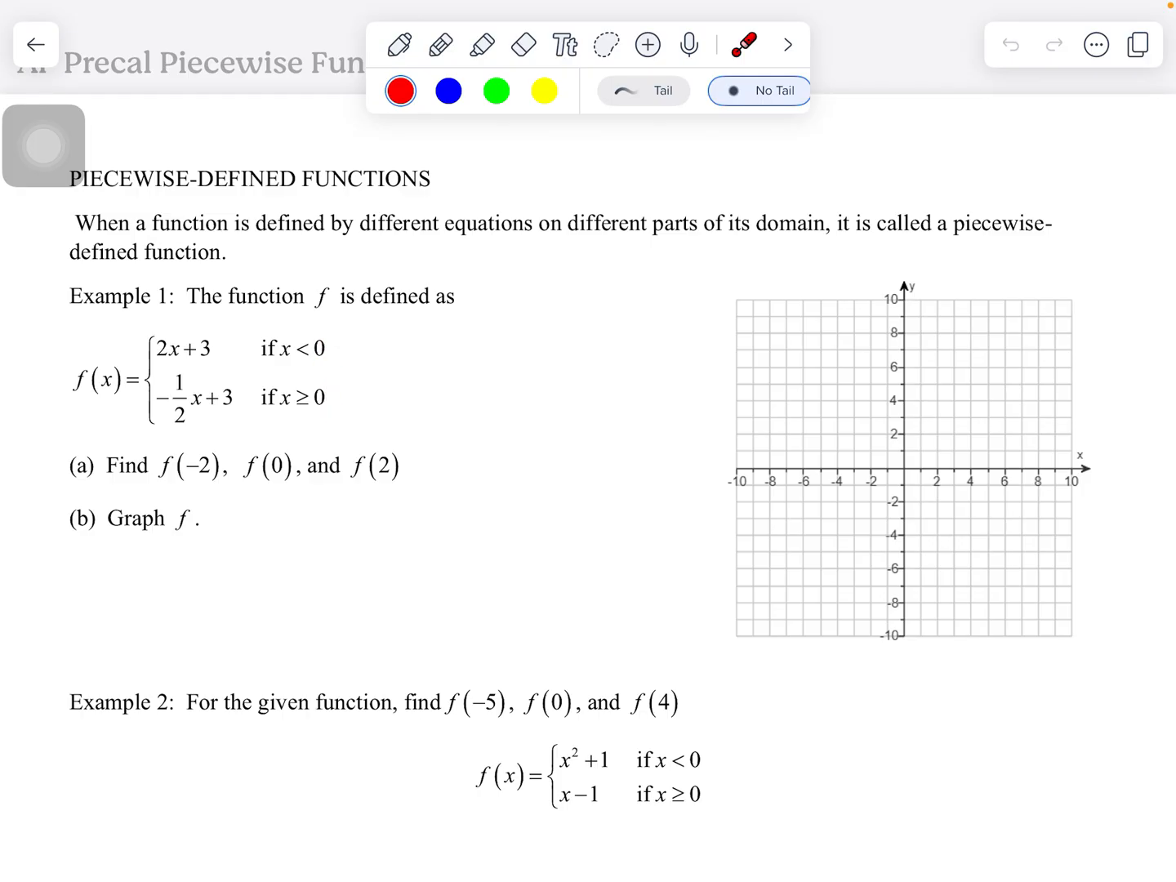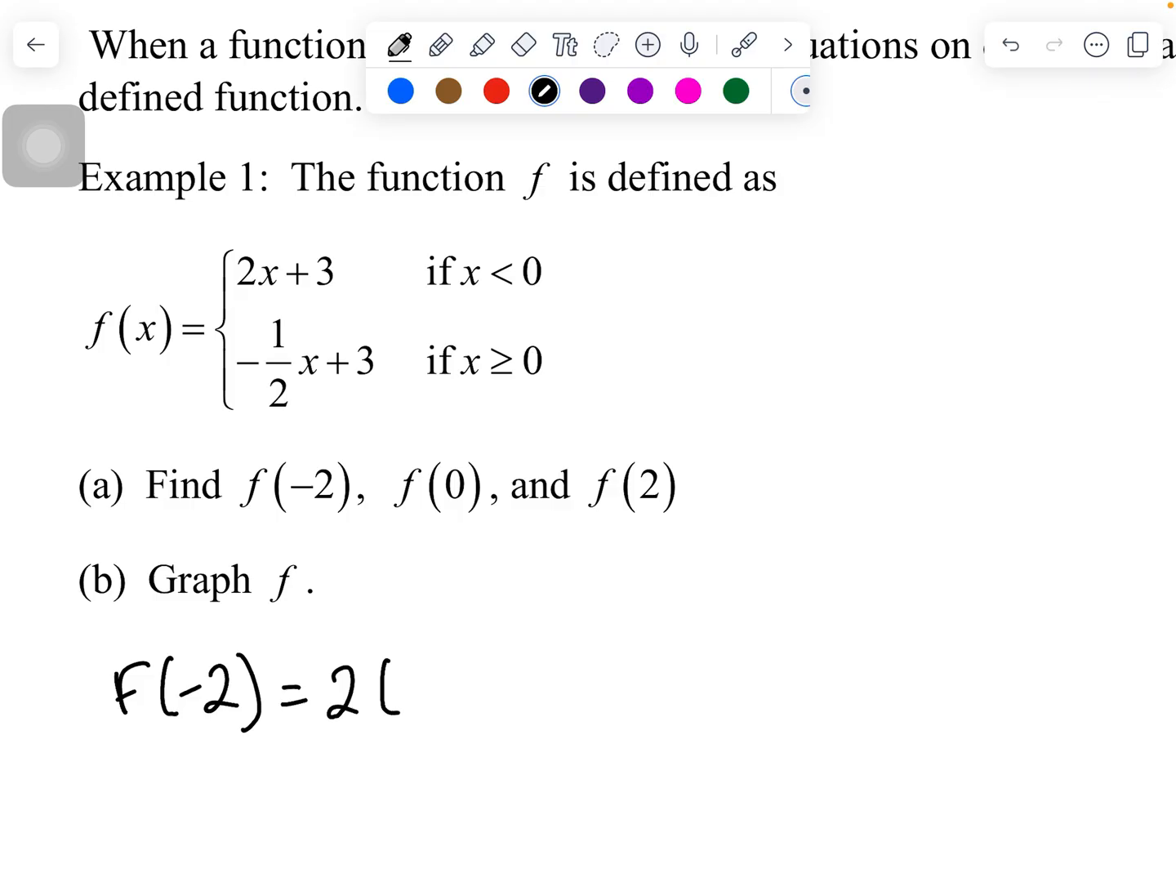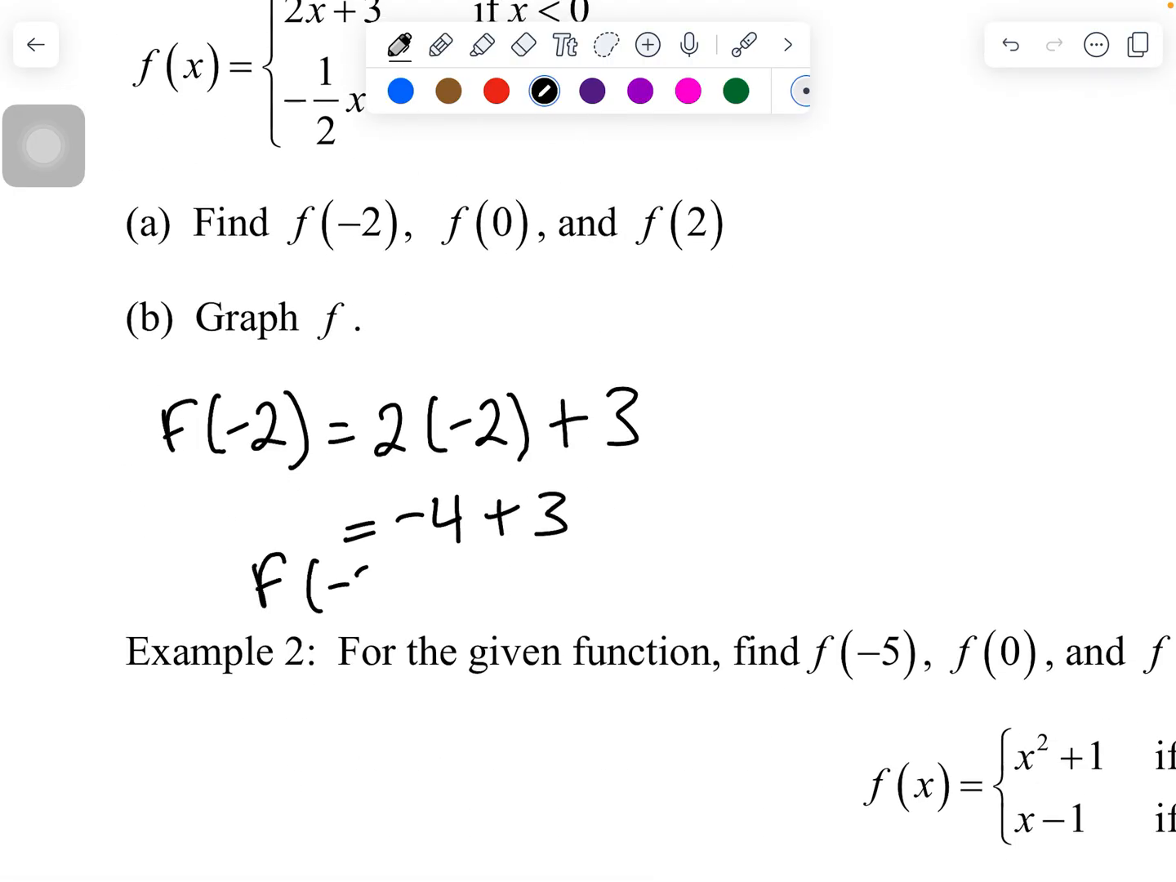Okay, so first off, let's try and find some values. Now, when I say f of -2, I am saying x is -2. With a piecewise defined function, I have to figure out where that is in my two options. Okay, so -2 is less than 0, so I'm going to use the top equation. So f of -2 will be 2 times -2 plus 3. So that's -4 plus 3. So f of -2 is equal to -1.